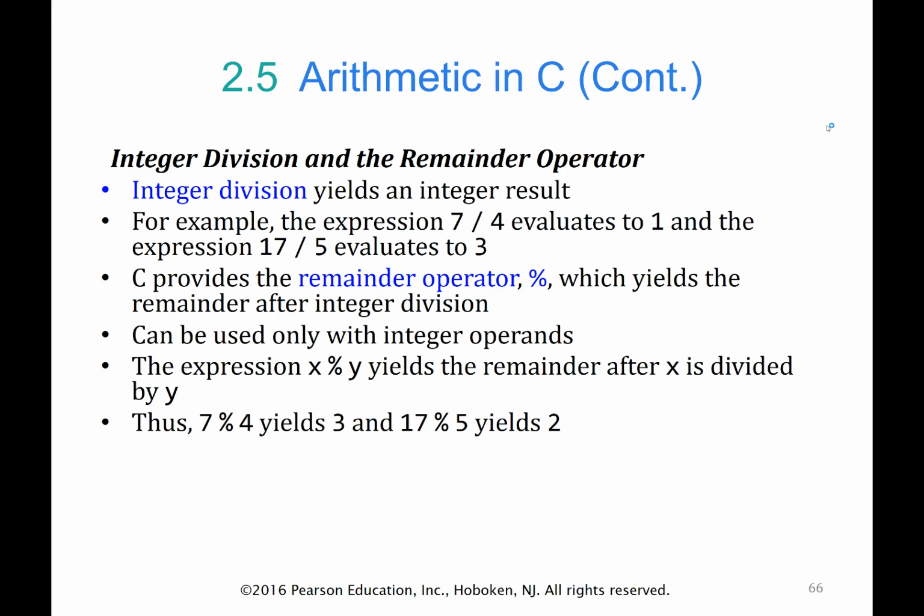C provides a remainder. I talked about that. The remainder can only be done with integers. The remainder function has no meaning, is not defined, for floating point numbers. So 7 % 4 yields 3, 17 % 5 yields 2. That's the remainder of the operation. So that's not one you'll probably use in this class.